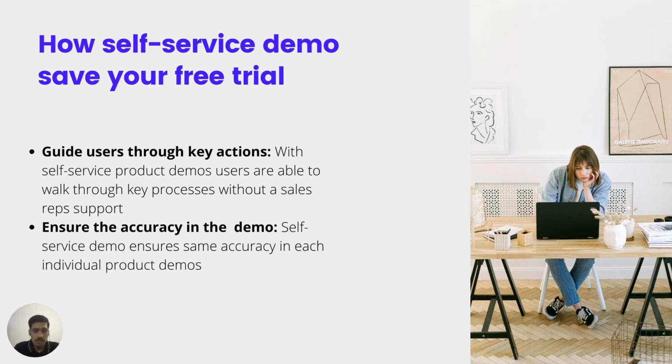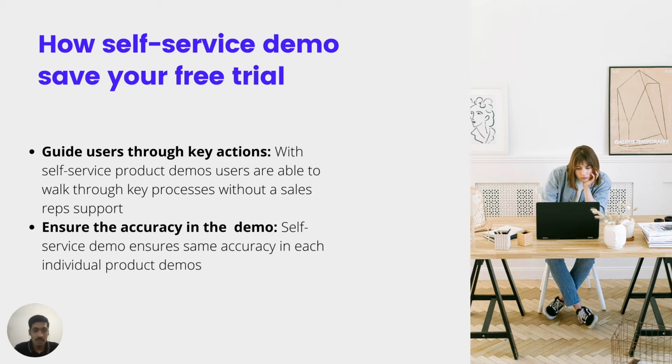I just wanted to explain how a self-service product demonstration saves your free trial. Saving your free trial, in terms of a lot of free trials coming into play and a lot of trial accounts being there, and with one-to-one product demonstration, covering all these accounts is not possible. So how to save? Definitely guide users through key actions. That's one of the key advantages of using a self-service product demonstration.